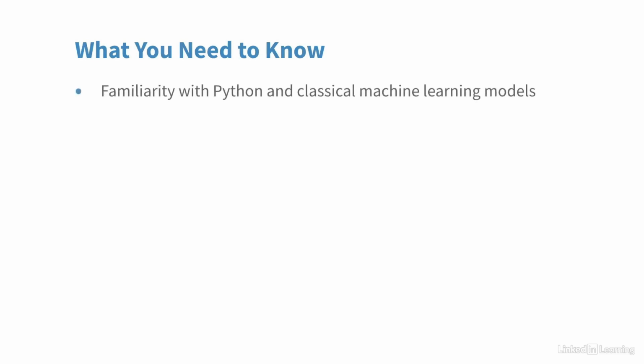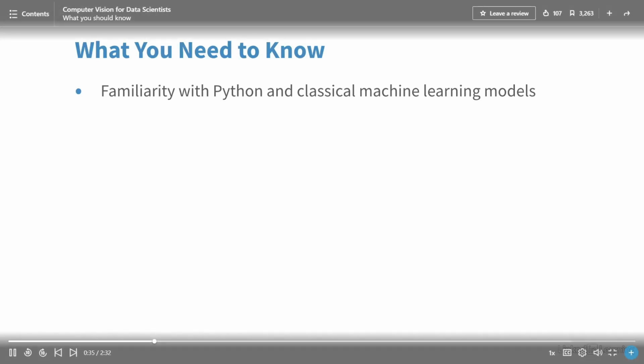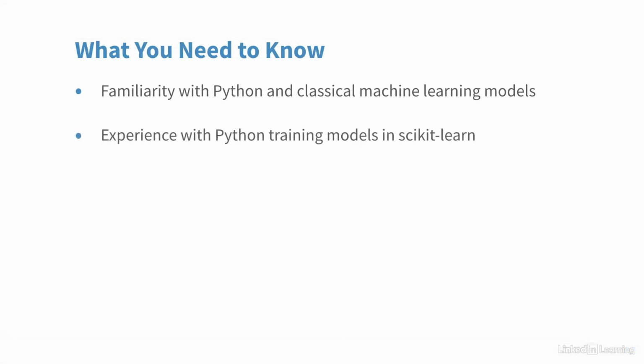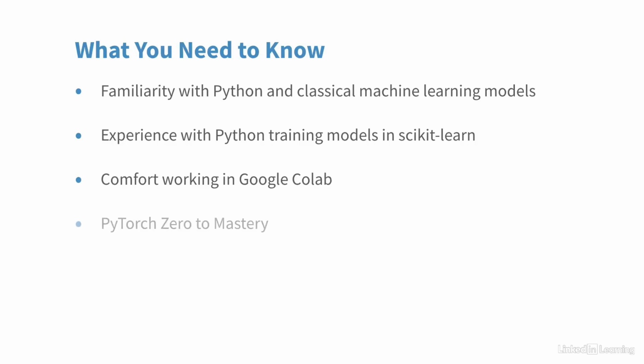Here are a few important things you need to know before we begin. Here's what you need to know to start. If you're familiar with Python and have dabbled in building classical machine learning models like Random Forest or XGBoost, then you're on the right path. This class is for you. If you've got experience with Python, training models in scikit-learn, and are comfortable working in a Google Colab environment, then you're going to have a great time with this course. Suppose you're looking to brush up on deep learning frameworks. In that case, I recommend the course PyTorch Zero to Mastery as a perfect primer for deep learning and using PyTorch.